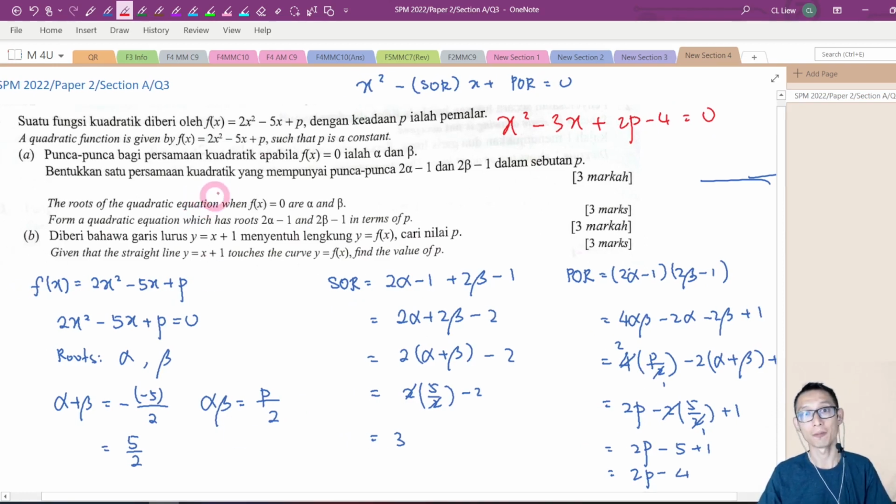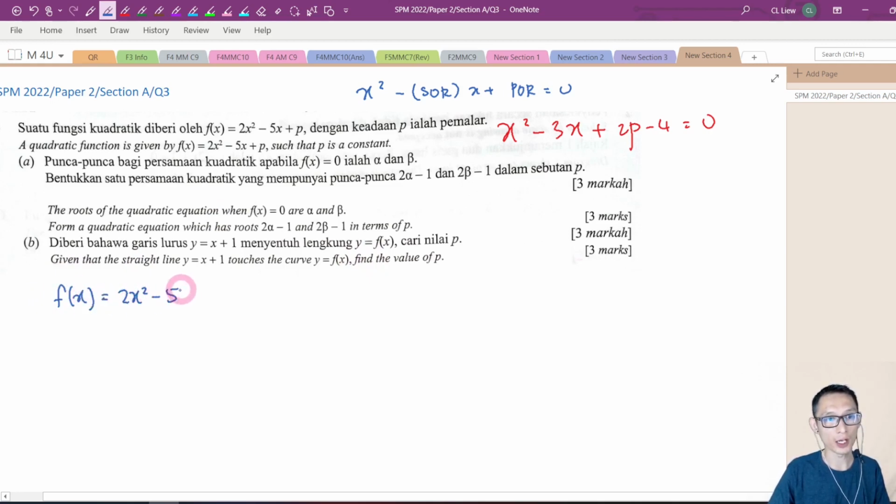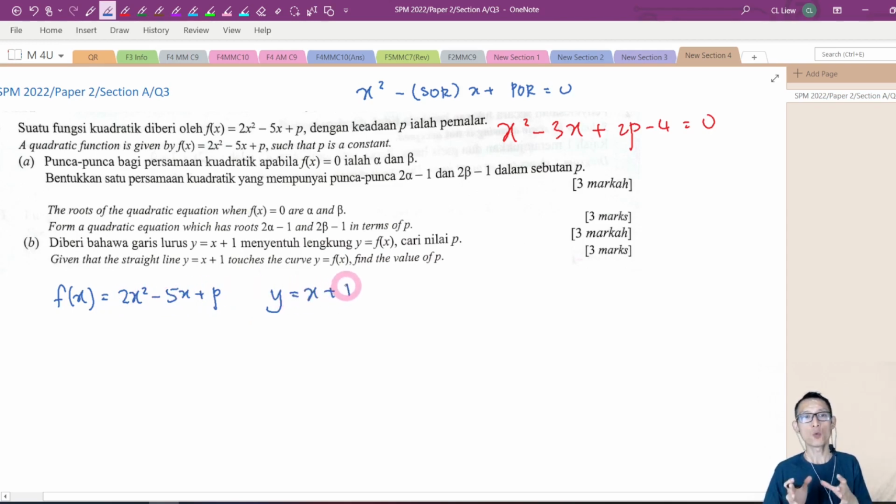Now let's go to the last part, part B. Given that the straight line y equal to x plus 1 touches the curve y equal to f of x, we want to find the value of p. Okay, f of x is equal to 2x squared minus 5x plus p. This is a curve, and this is a straight line. Let's say you want to find the intersection point between these two, right?